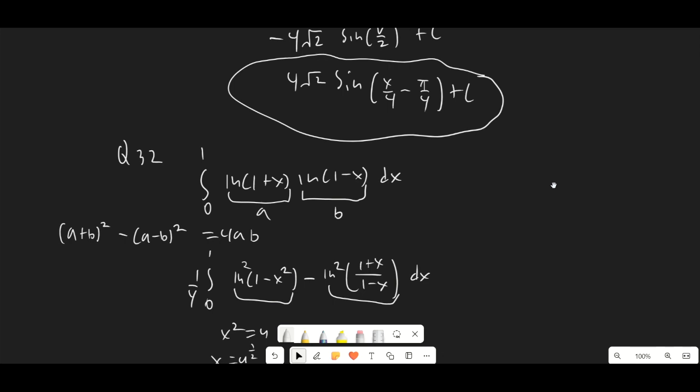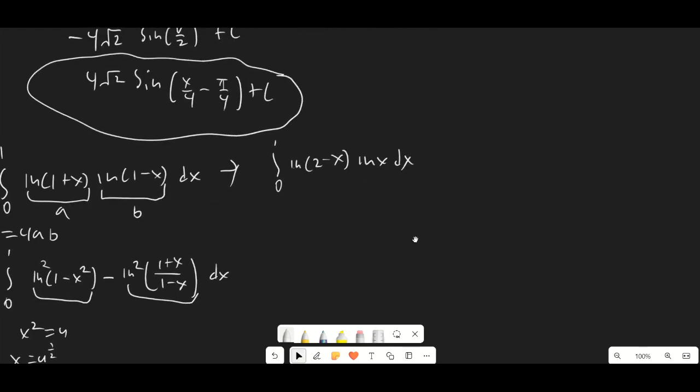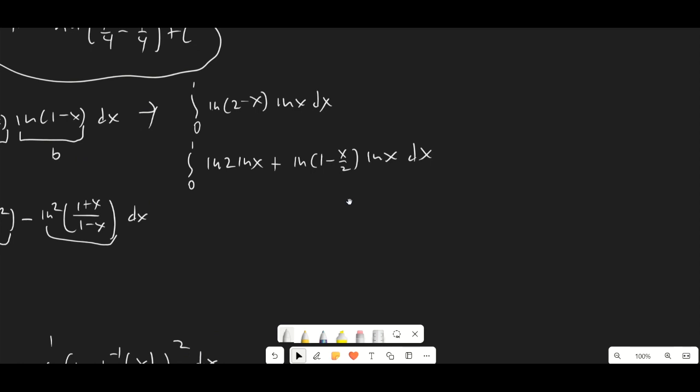Okay, well, let's see what happens if we substitute u equals 1 minus x. We get the integral from 0 to 1 of ln(2-x) times ln x dx. This looks a little bit nicer because we can rewrite this as the integral from 0 to 1 of (ln 2 + ln(1 - x/2)) ln x. Yes, this is definitely the more intended solution right here. Sorry about all that tangent that I went on.